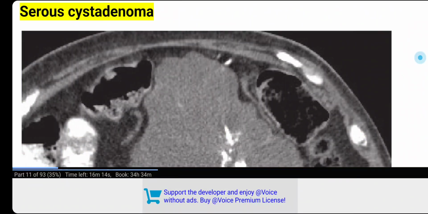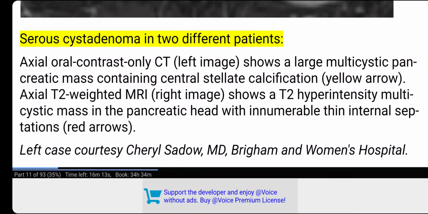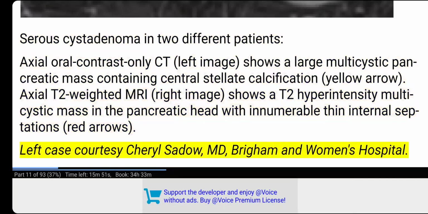Serous cystadenoma in 2 different patients. Axial oral contrast only CT, left image, shows a large multicystic pancreatic mass containing central stellate calcification, yellow arrow. Axial T2 weighted MRI, right image, shows a T2 hyperintense multicystic mass in the pancreatic head with innumerable thin internal septations, red arrows. Left case courtesy Cheryl Sato, MD, Brigham and Women's Hospital.